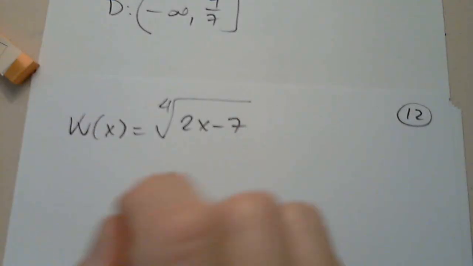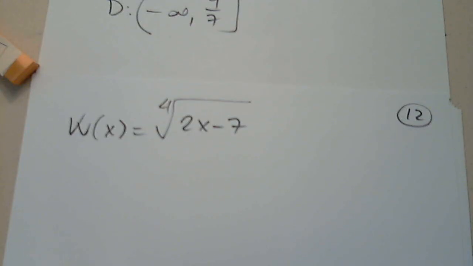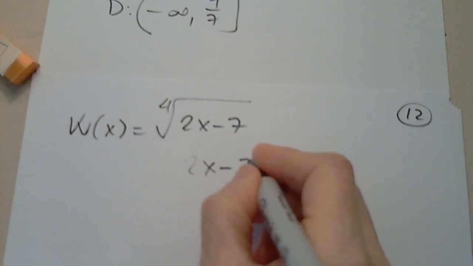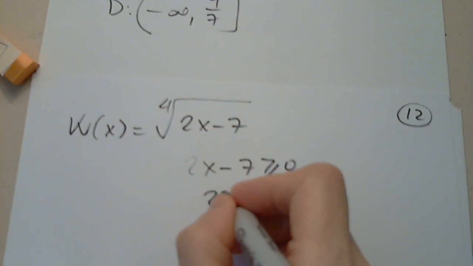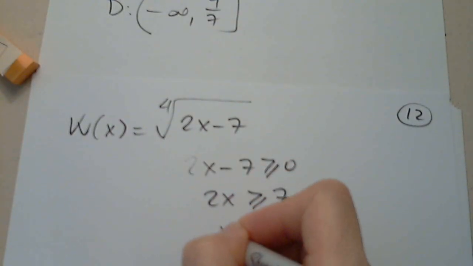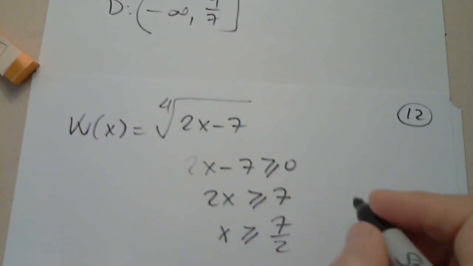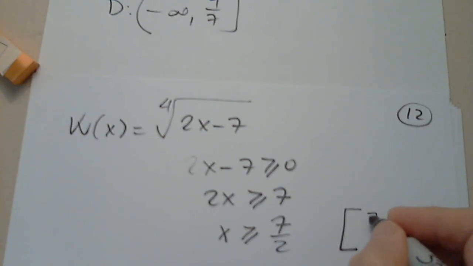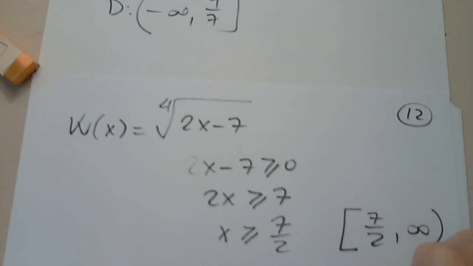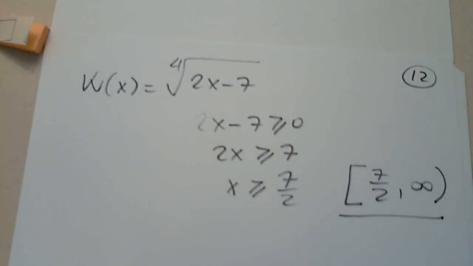7/2. No, I have to write an inequality. 7/2 means nothing. What is the inequality? 2x minus 7 is greater or equal to 0. Indeed. So 2x greater than or equal to 7 and x greater than or equal to 7/2, which is an interval: 7/2, comma, infinity. Is that clear? We're not trying to find the zero. We're trying to find the interval.